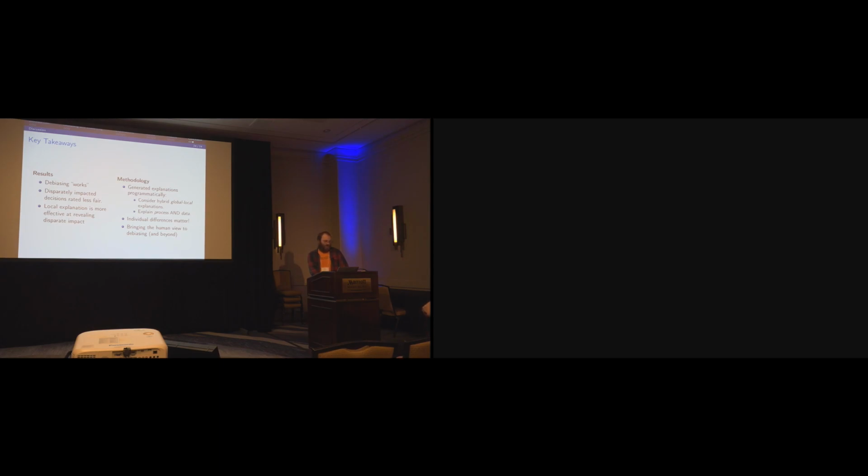Last, we wish to bring the human view to debiasing. There are a lot of debiasing approaches, and there are very few studies investigating how humans perceive their results. However, we would like to go beyond this and issue a call for data scientists and HCI researchers to work more closely together moving forward.